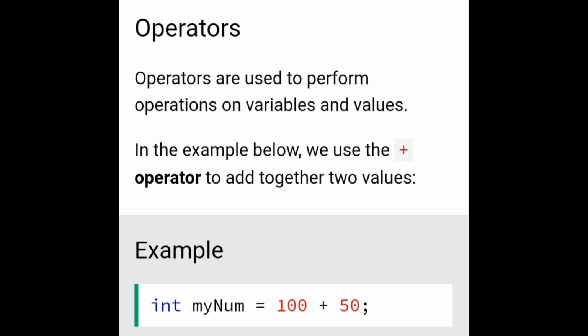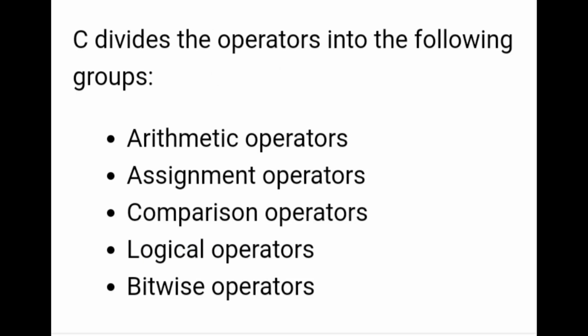Operators are used to perform operations on variables and values. In this example below, we use the plus operator to add together the values. Example: int myNum = 100 + 15. C divides the operators into the following groups: arithmetic operators, assignment operators, comparison operators, logical operators, and so on.